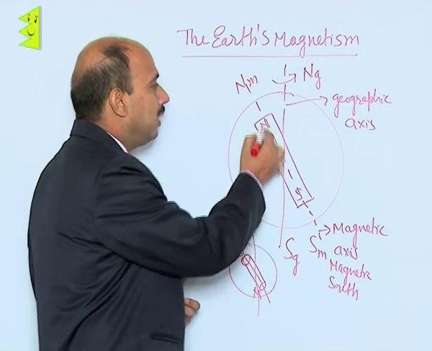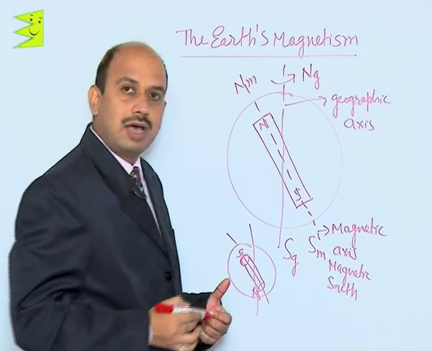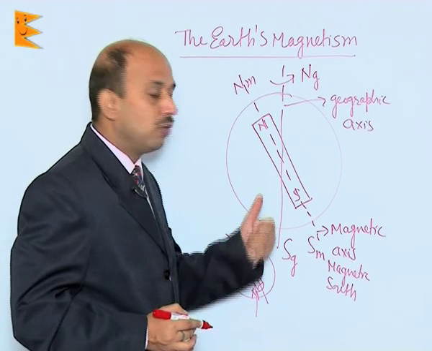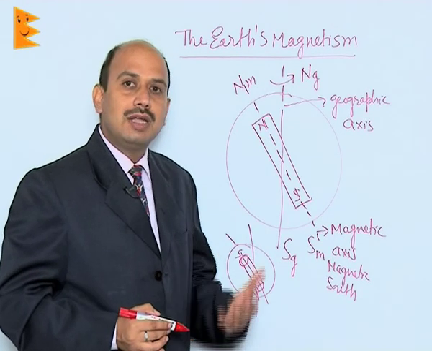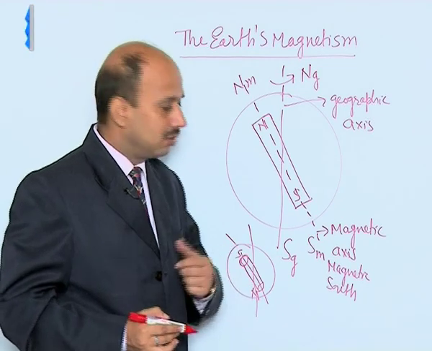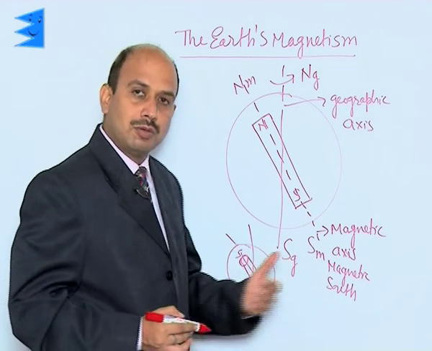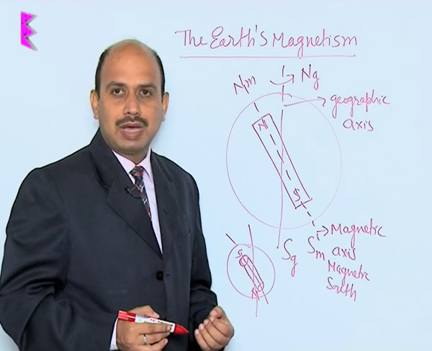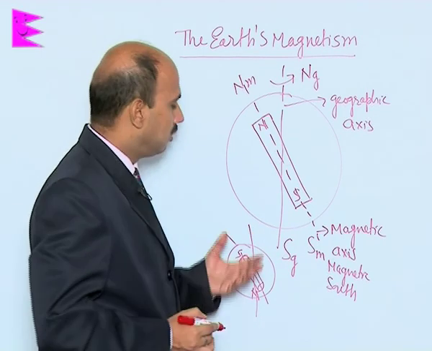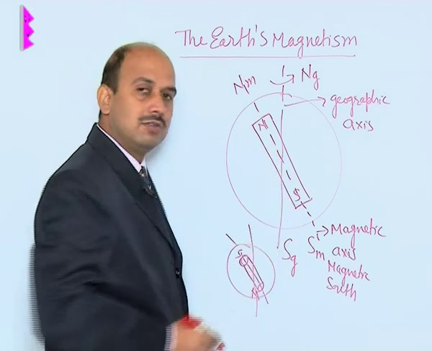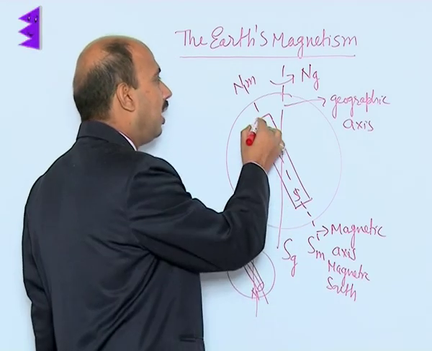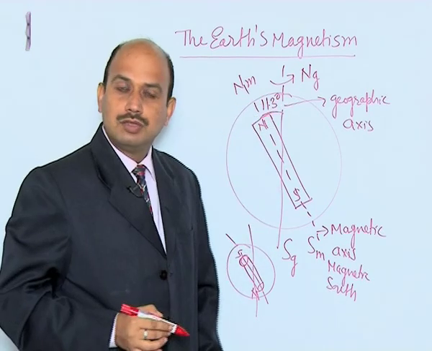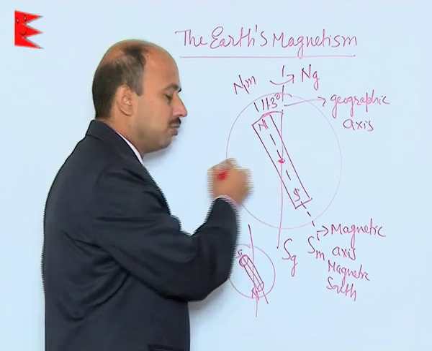It means where the suspended bar magnet has its north pole, below it there is a south pole of the Earth's magnet, which is the big giant magnet assumed to be inside the Earth, and wherever is the south pole of the suspended bar magnet, there is the north pole of the Earth's magnet inside the Earth. So this is the magnetic axis, but these two axes are inclined at an angle of 11.3 degrees. They are intersecting at this point.